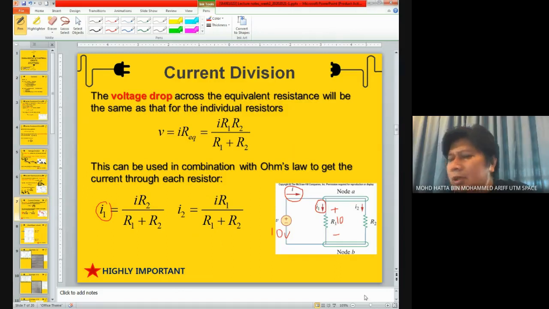You can use simple Ohm's law to get the value of current, because you know the voltage across each parallel resistor is 10 volt. 10 volt over here, and over here also 10 volt, as well as over here. We can easily find the value of I1 and I2 just by using Ohm's law, 10 divided by the value of the resistor. That's why I said earlier, this is not a circuit which will show the advantage of using current division.